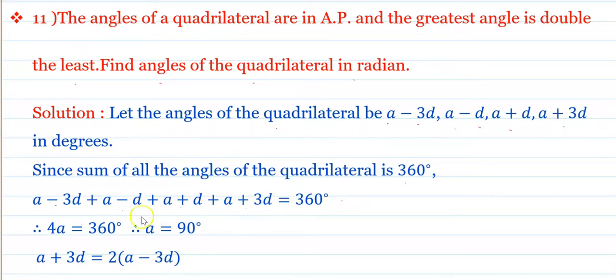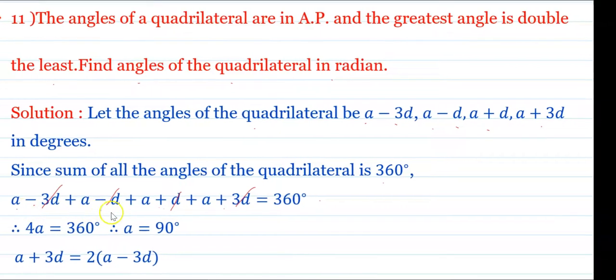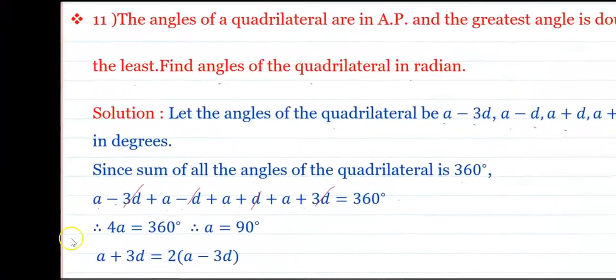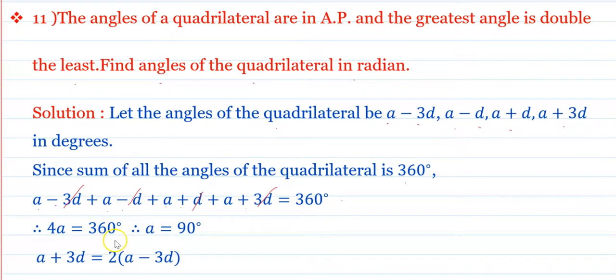Now here the minus 3D plus 3D get cancelled, minus D plus D get cancelled, and here you will get A plus A plus A plus A, that is 4A is equal to 360 degree, and hence A is equal to 90 degree. The value of A is 90 degree. Again we have been given a relation. What is that relation? The greatest angle is double the least.